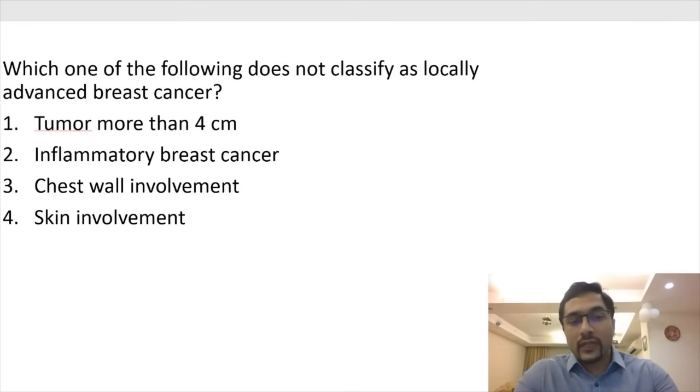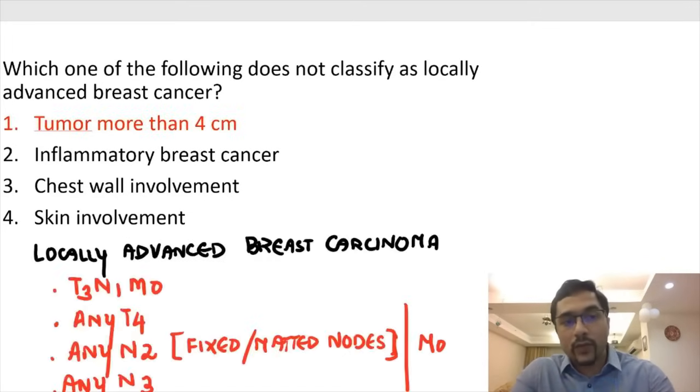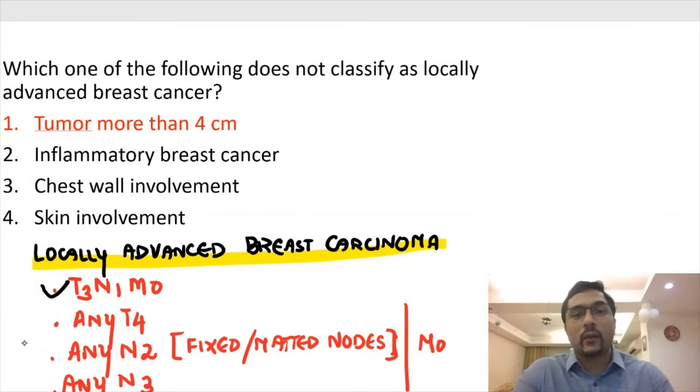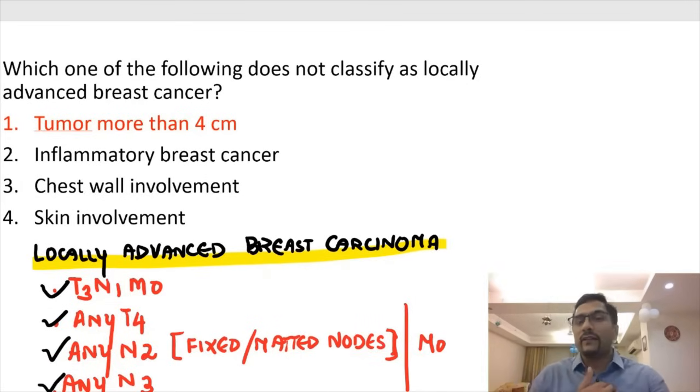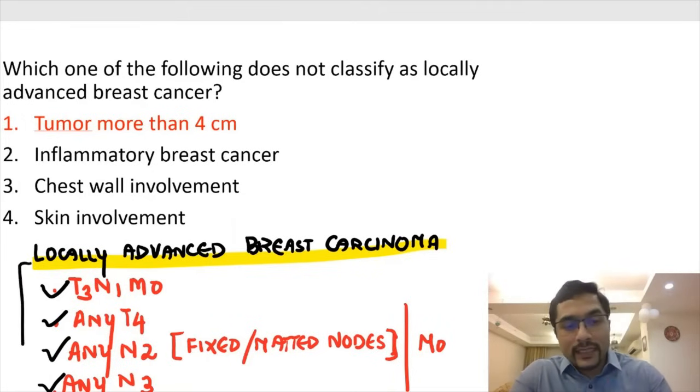Right, so the correct answer here is tumor more than 4 centimeters. Locally advanced breast carcinoma by definition is any tumor which is T3, N1, M0, right? Any T4, any N2, that is fixed or matted nodes, or any N3, that means infraclavicular or supraclavicular lymph nodes. So these comprise locally advanced breast cancer.